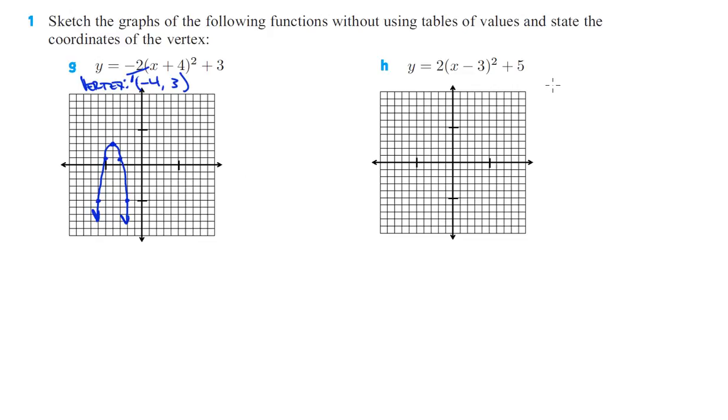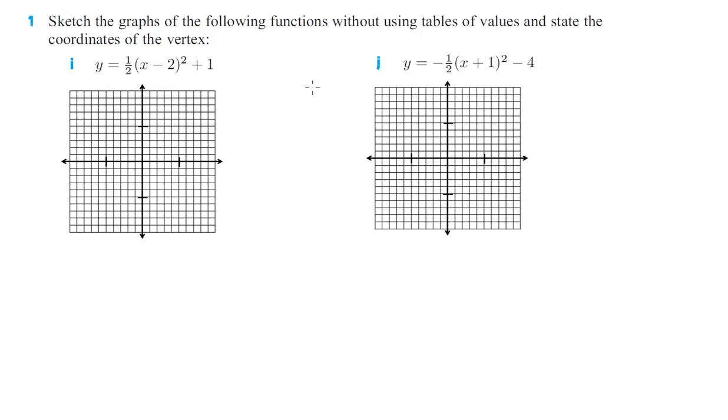Okay. This one here, vertex, is at 3, because 3 minus 3 is 0, and 5. All right. So we're over at 3, up 5. And then the slope to the next point is up 2 over 1. Up 2 over 1. Okay, and then we just make a curvy line from there, and we call it good. Okay, and there's our new graph. All right.